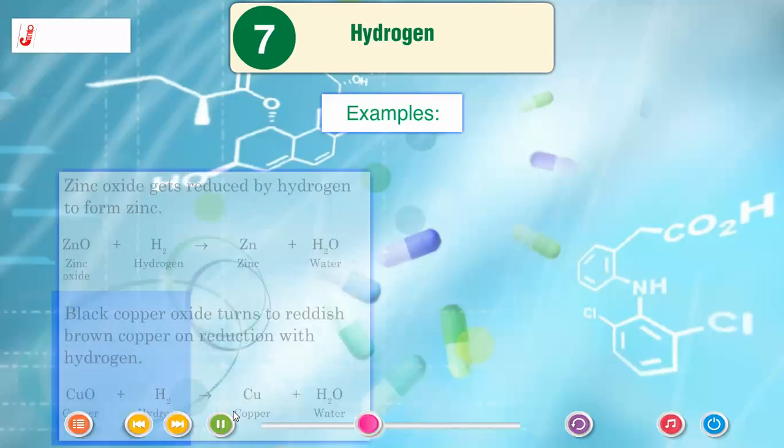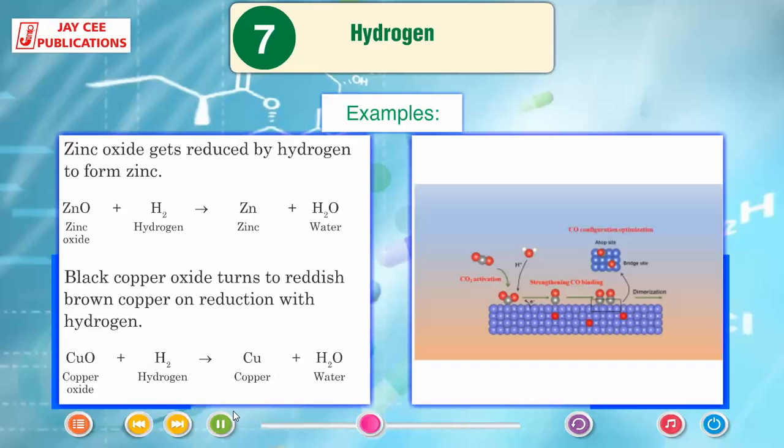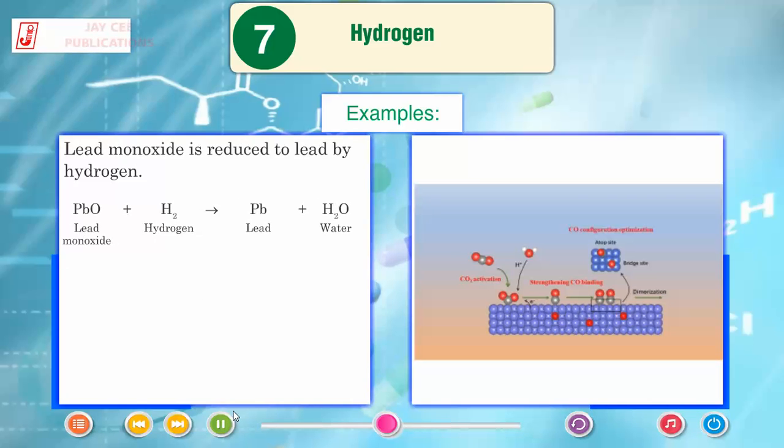Examples: zinc oxide gets reduced by hydrogen to form zinc. ZnO zinc oxide plus H2 hydrogen is Zn zinc plus H2O water. Black copper oxide turns to reddish brown copper on reduction with hydrogen. CuO copper oxide plus H2 hydrogen is Cu copper plus H2O water. Lead monoxide is reduced to lead by hydrogen. PbO lead monoxide plus H2 hydrogen is Pb lead plus H2O water.